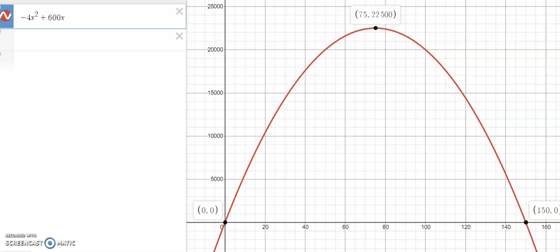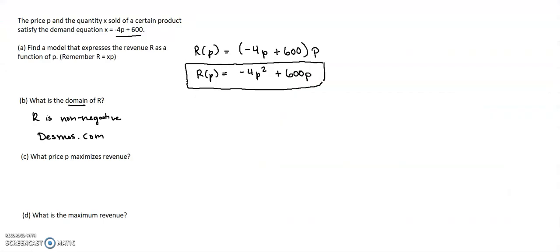Okay, so let's go back to our problem now, and remember that our domain is 0 to 150. So we can write that as 0 to 150, or we can write it as an inequality. I think my math lab has it set up as an inequality for this one, but either way, you're just putting in the 0 and the 150. So now moving on to the next part.